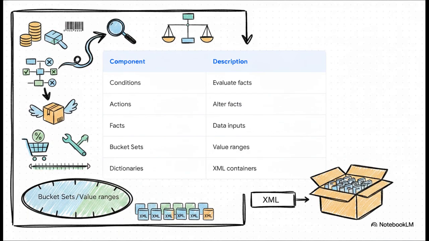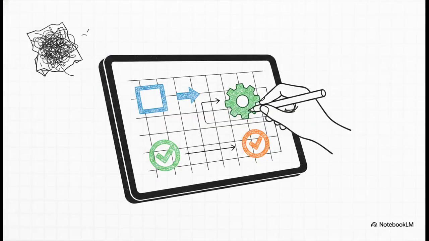Now, to organize all this dense logic into a functional system, you're going to use a few core components. You have your facts, which are your basic data inputs, your conditions, which evaluate those facts, your actions, which actually change things. You use bucket sets to define ranges of values, and everything is neatly stored in XML containers called dictionaries. It's a highly structured way to ensure your business policies, like, say, free shipping over $200, are flawlessly executed every time.